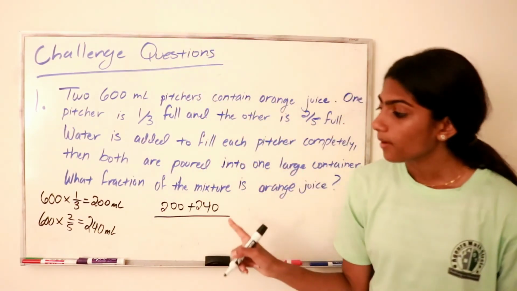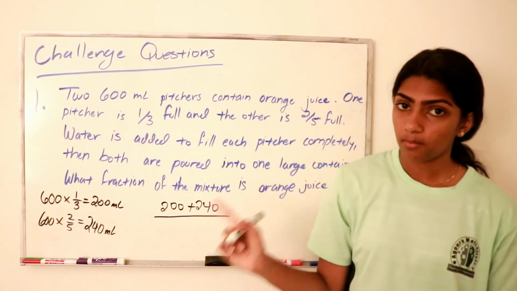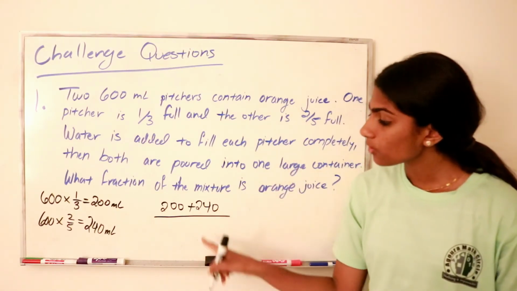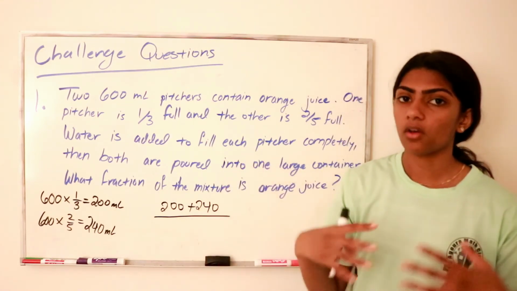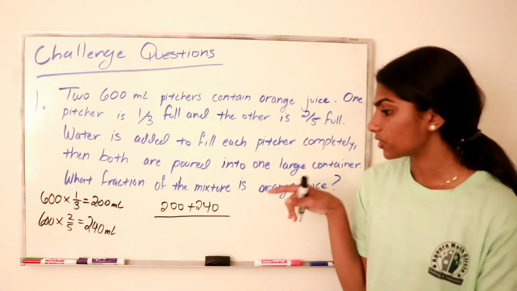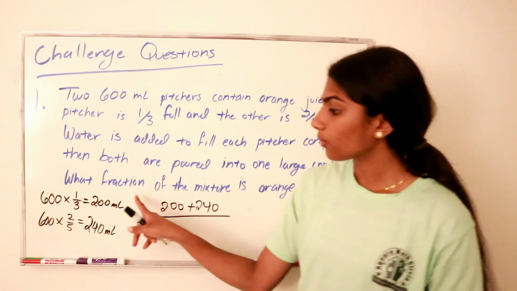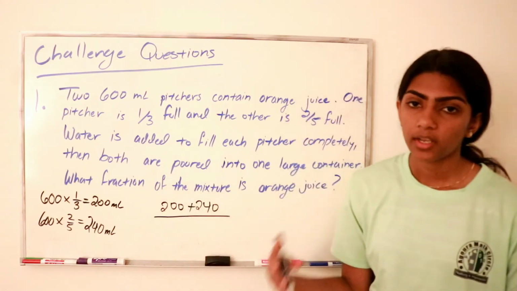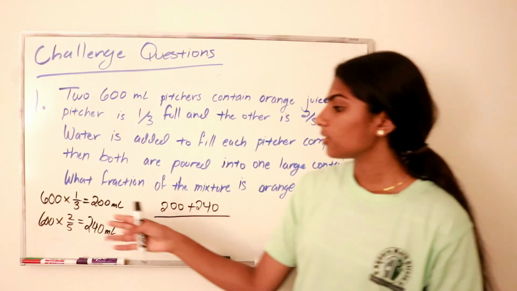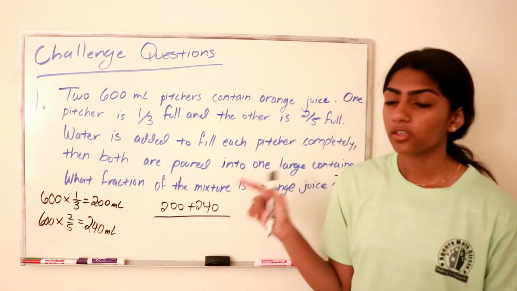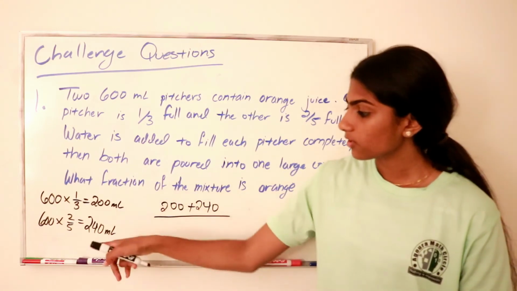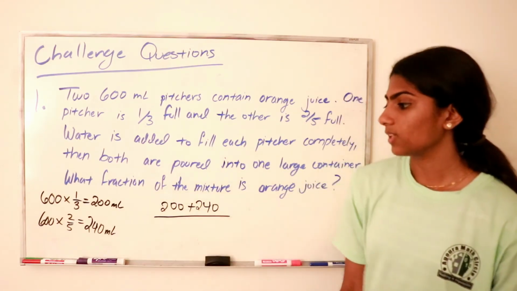Now we're not done, because there's also water in the mixture, and we want to include that. So for our bottom, we are going to add whatever's in the whole large container. So it's not only orange juice, but also water. And how much water? Well, isn't it going to be 600 minus 200, which means that it's 400 milliliters in the first one, and then 600 minus 240, which is whatever is left in the second one.